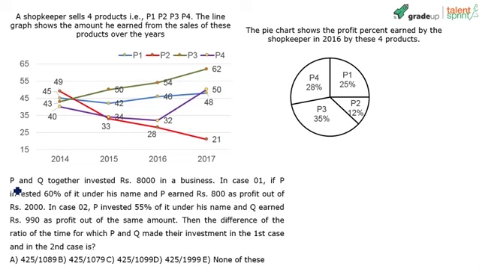See, P and Q together invested rupees 8,000 in a business. In case 1, P invested 60% of it under his name. P earned rupees 800 as a profit out of 2,000. So understand, we are talking about case 1. What happened in case 1? See, total investment is 8,000 in a business. They have invested total investment is 8,000, right?